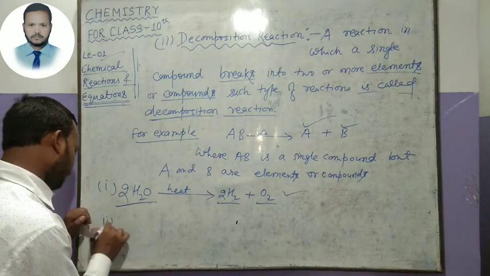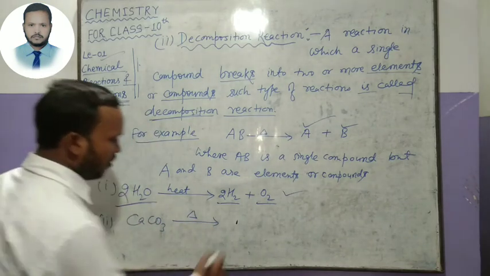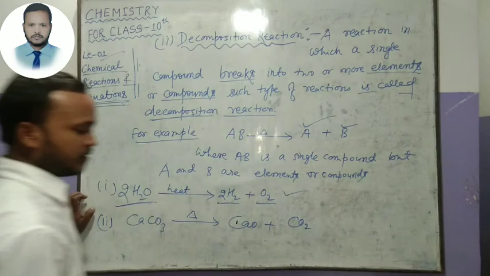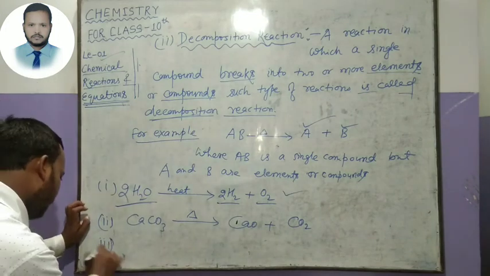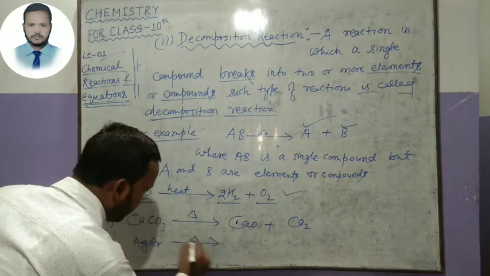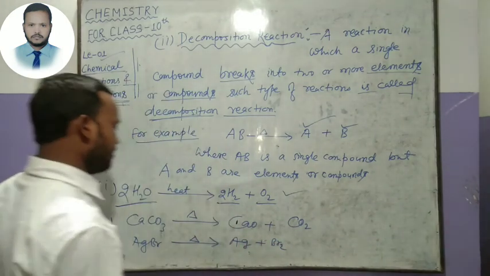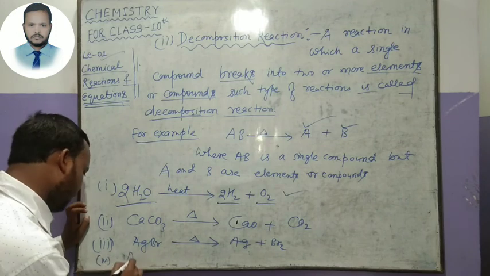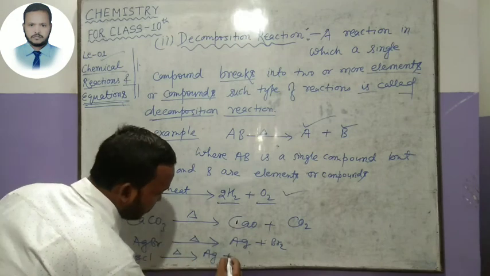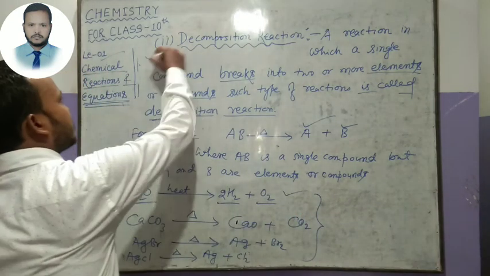Second example, calcium carbonate when heated forms calcium oxide and also carbon dioxide. Clear? And third example, AgBr, silver bromide, when heated forms Ag plus Br2. You can balance it yourself. Clear? Next, silver chloride students when heated forms silver plus chlorine. These are the examples of decomposition reaction.